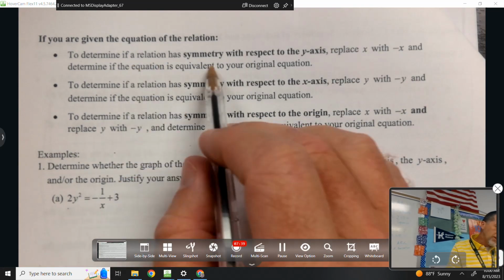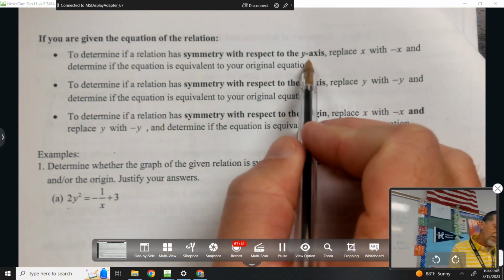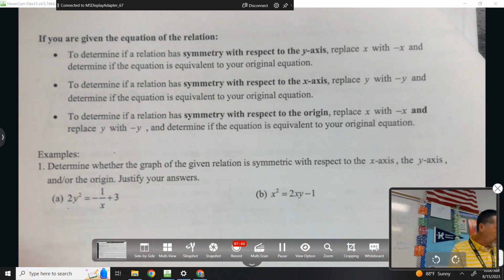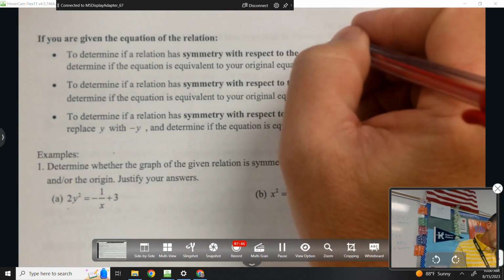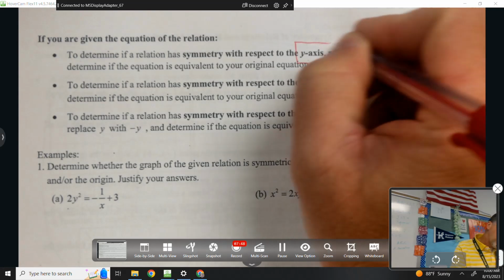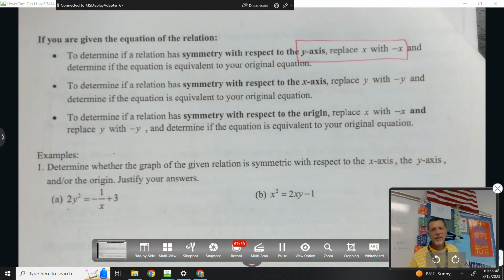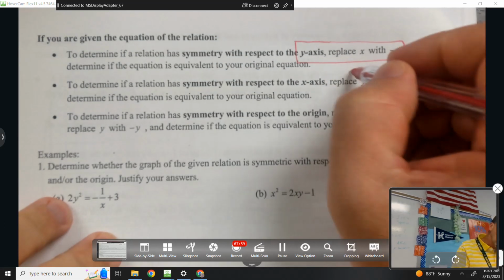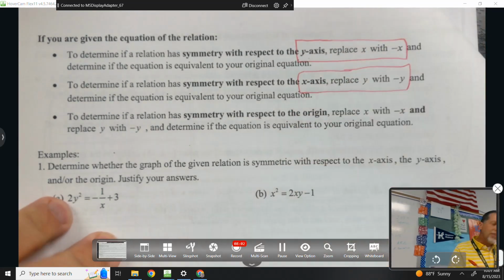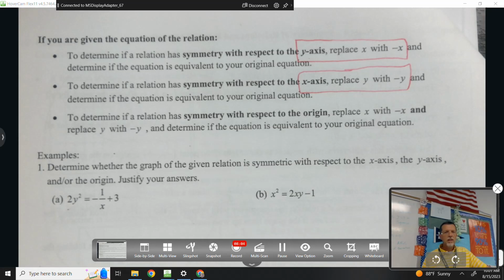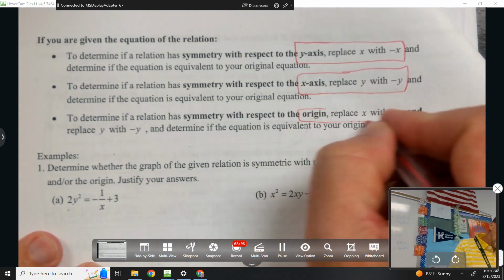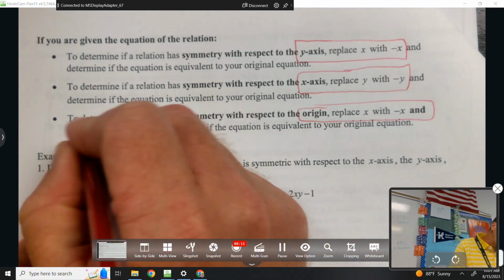To determine if a relation has symmetry with respect to the x-axis, replace x with negative x, and see if you get the same thing. So y-axis is replace x with negative x, see if you get the same thing. Makes sense then that the x-axis would be replace y with negative y, and see if you get the same thing. And then the origin is replace x with negative x and y with negative y. You gotta do both.